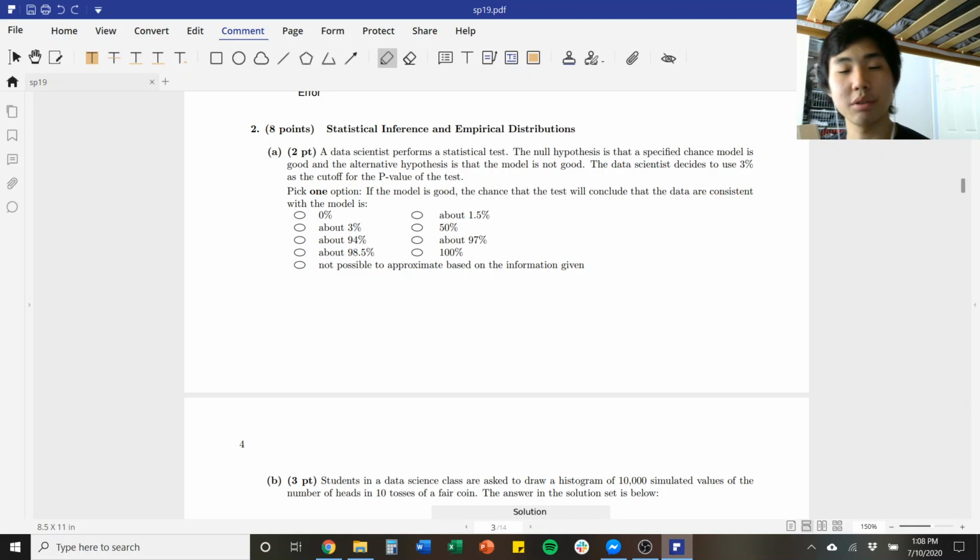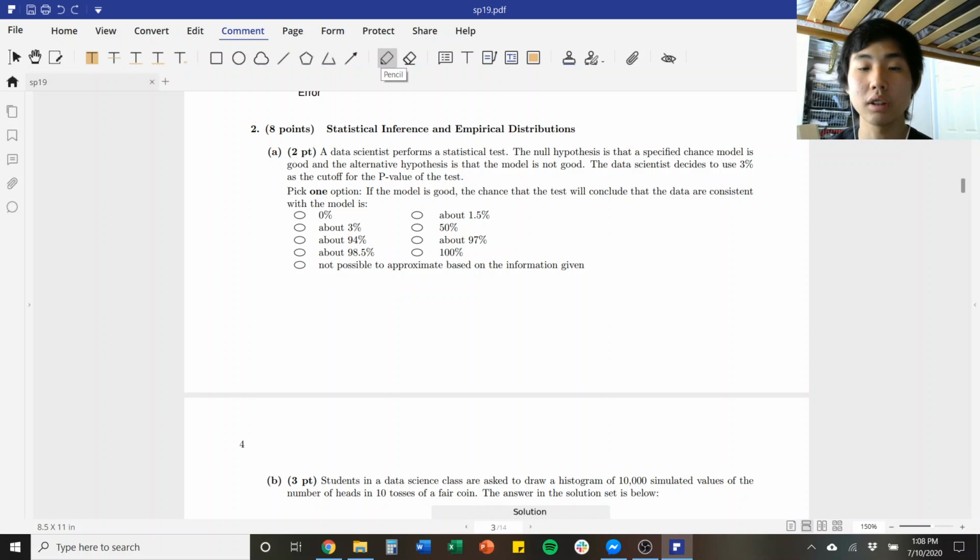Question 2 is about statistical inference and error probability. So part A is we perform a statistical test with a p-value cutoff of 3% or 0.03. So the question's asking, if the model is good, then the chance the test will conclude the data are consistent with the model is what?